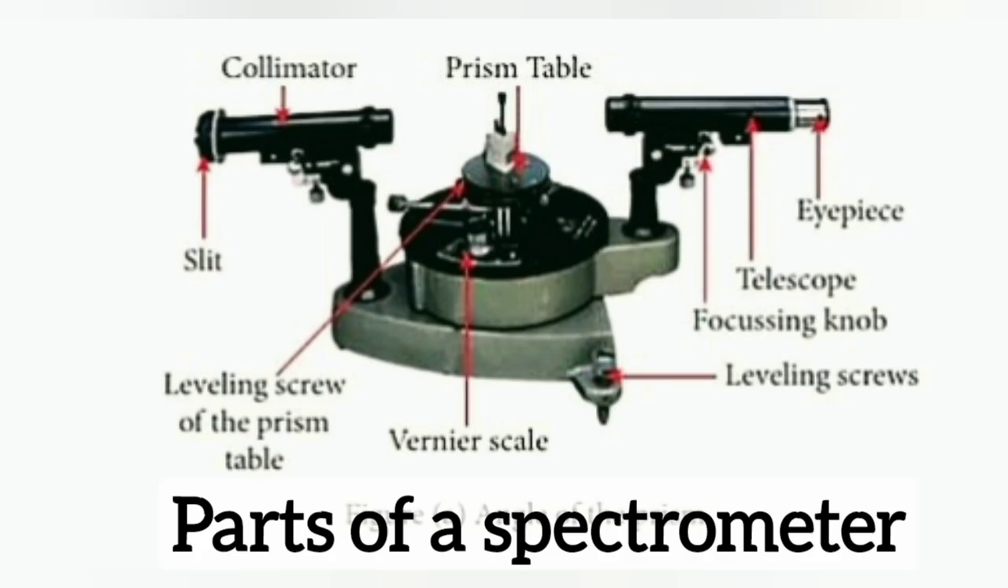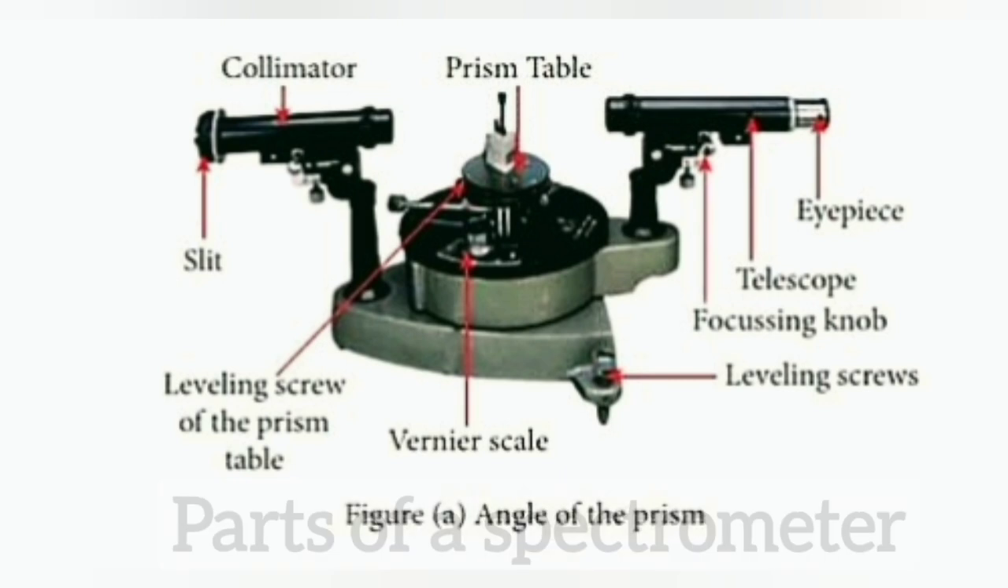And the collimator as well has a knob like this which you can use to focus a clear sharp image of the slit. Then you have the prism table where, in most cases, you'll be keeping either a prism or a grating when you're using a spectrometer. So in this experiment, we're keeping a grating. You can adjust the position of the grating on this prism table. And then you have leveling screws on both the prism table and on the spectrometer itself, which you can use to make sure that it's leveled by using a spirit lamp. And then you also have vernier scales on both sides of the prism table, which is what you'll be using to take the readings.